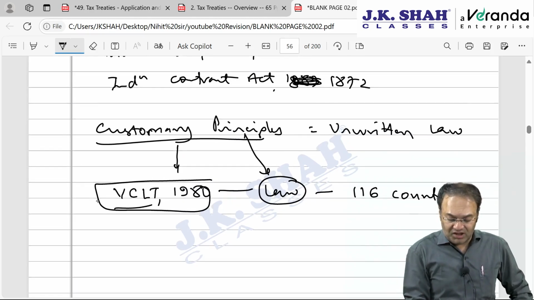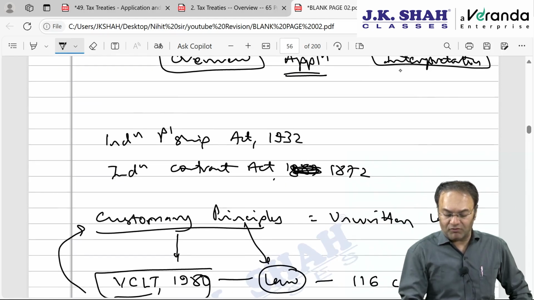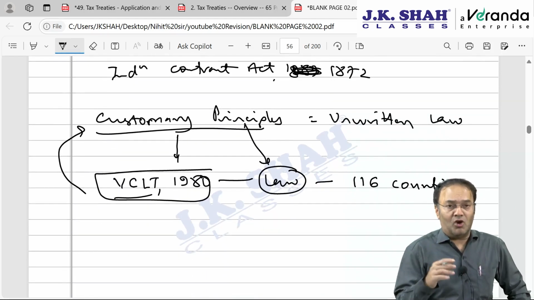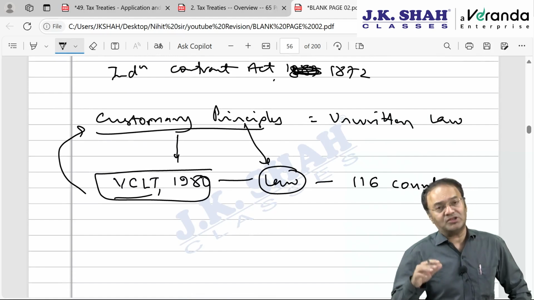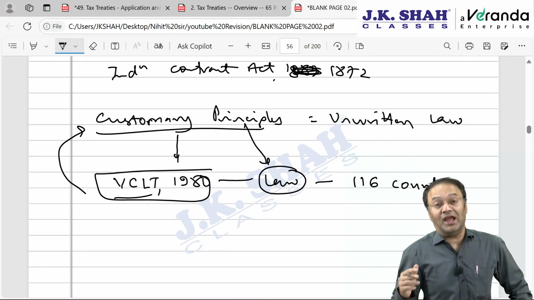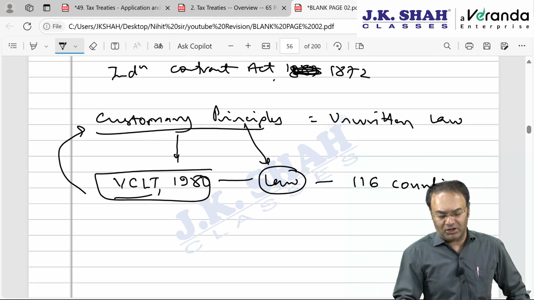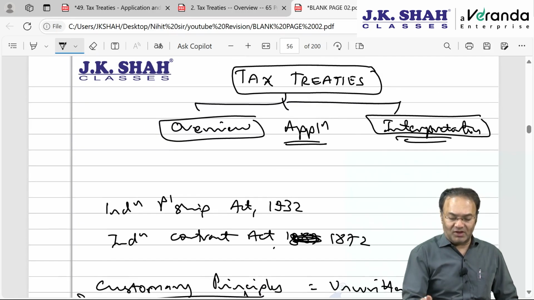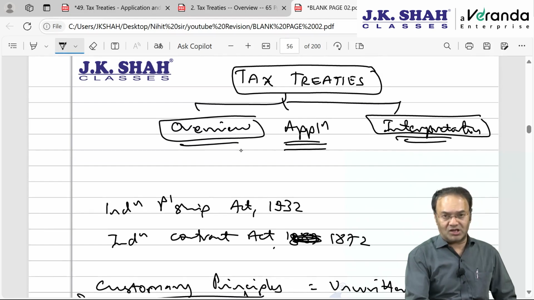Prior to VCLT, how we were interpreting, that is what we will be discussing in this particular chapter. There are some internal law, basic rules or basic principles, and there is something called extrinsic material, that is external aid available to interpret the law. There are some 13-14 points which we will be discussing one by one. The starting part, overview and application, are unimportant, but let's quickly finish it off.